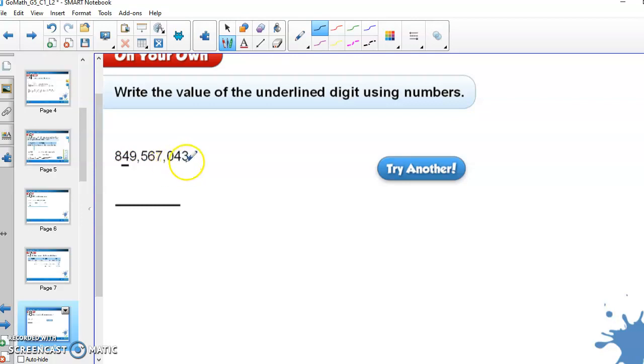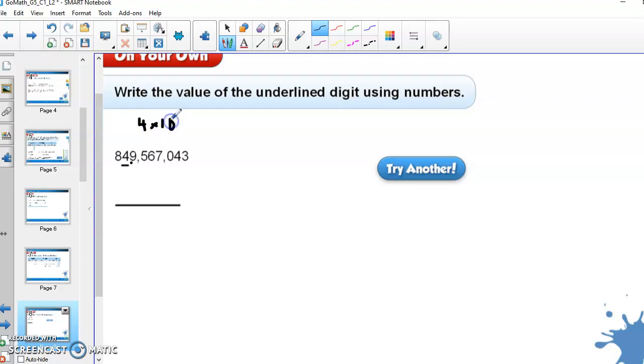I remember this is the ones period, where I have the ones, the tens, and the hundreds. This is the thousands period, where I have the thousands, the 10,000s, and the 100,000s. And this is the largest period, the millions, where I have millions, 10 millions, 100 millions. So the 4 is in the 10 millions place. So this has a value of 4 10 millions. Now that's a strange way of saying it, but it's 4 times 10 million.